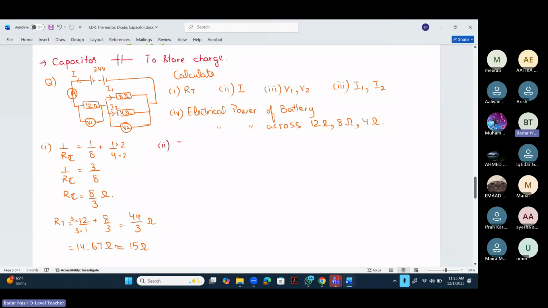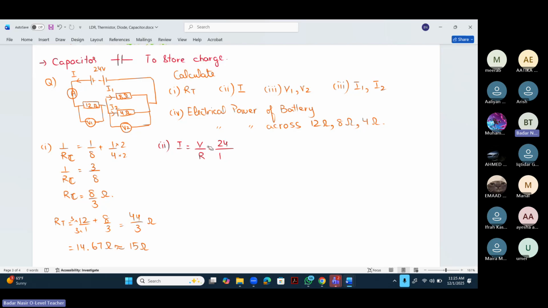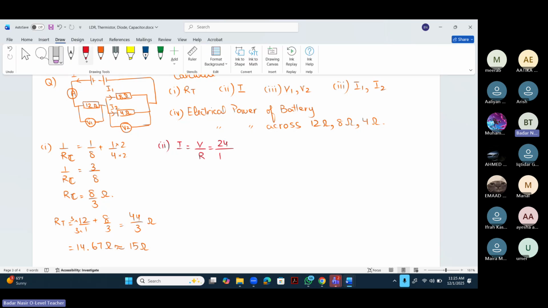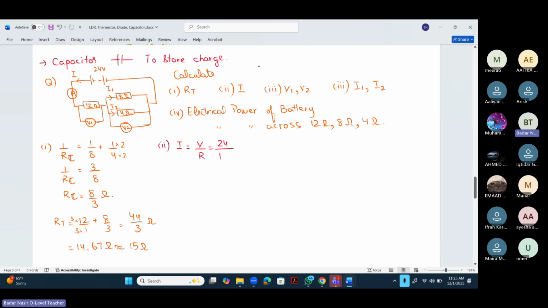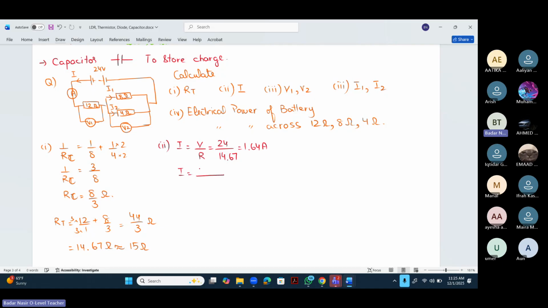Now if we have to solve the second part, we have to find out the total current. The formula for current is I equals V over R. Total voltage is 24 and the total resistance of the circuit is 44 over 3. Or you will use 14.67, not the rounded off answer. So 24 divided by 14.67, we get 1.64 amperes. Now for the final answer you can write 1.6 amperes.